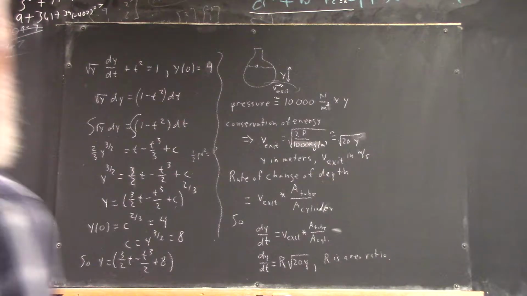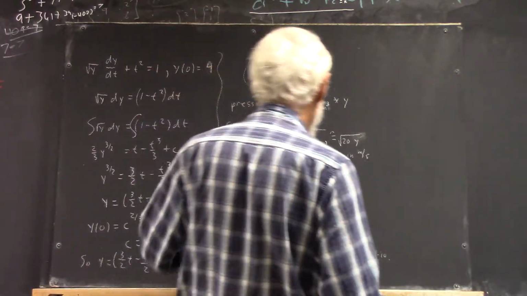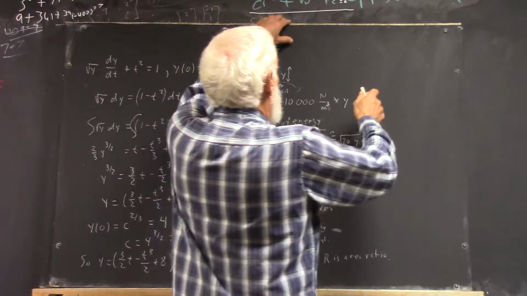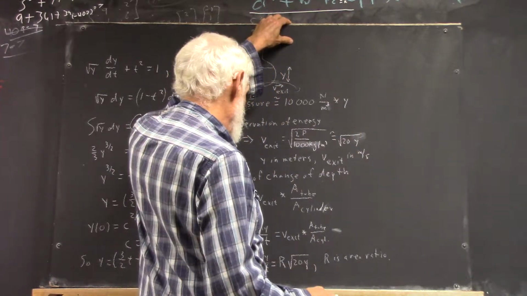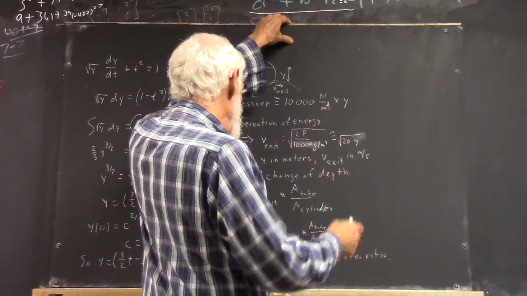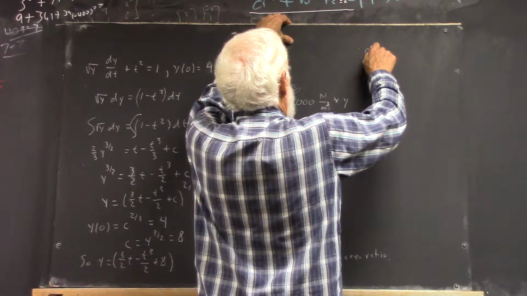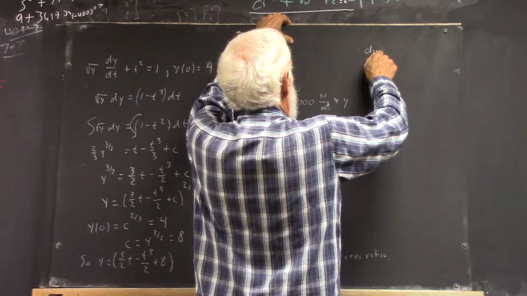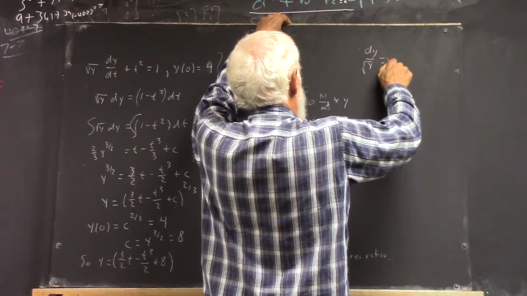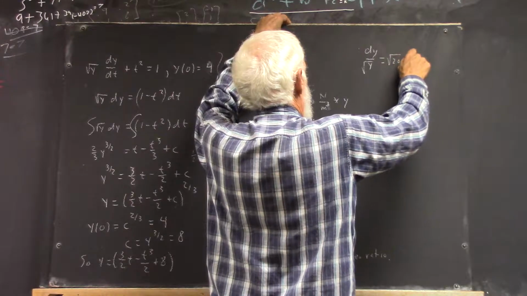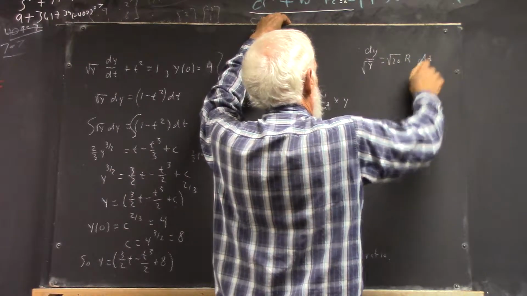Okay. So, I gave you a little time to work on this. Seems like you're doing okay. You get dy/dt equals r times the square root of 20y. That rearranges to dy over the square root of y equals square root of 20 r dt.